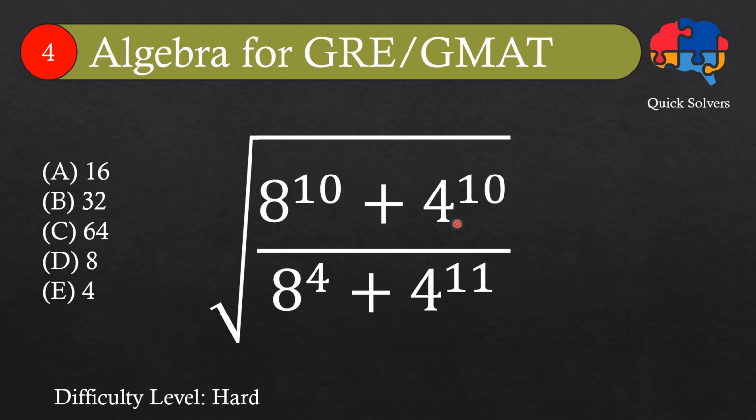Here we want to simplify the expression, where we have the square root of (8^10 + 4^10) over (8^4 + 4^11). I think this is a good question for those who are preparing for GRE or GMAT.